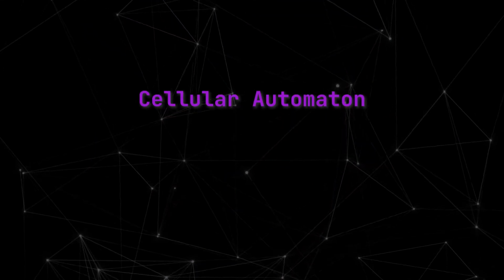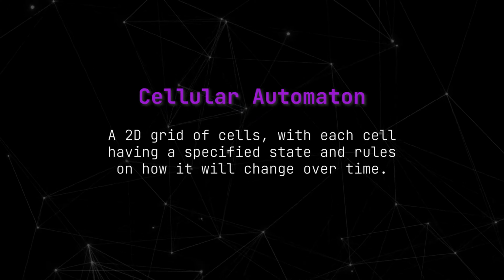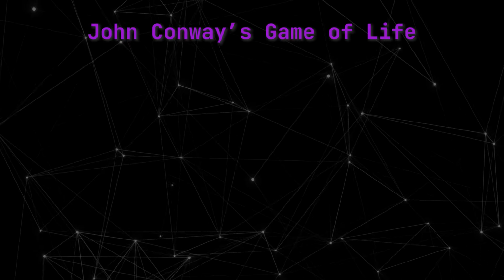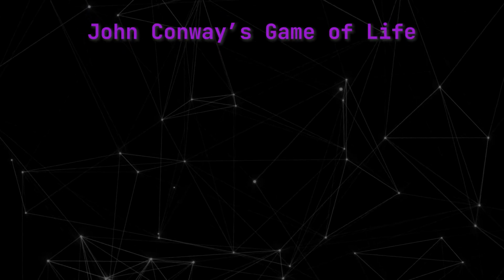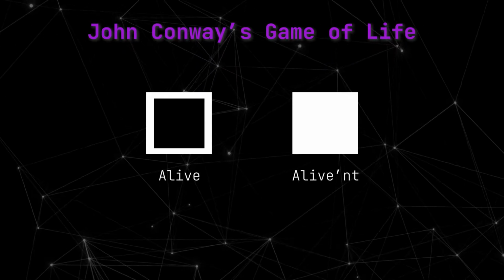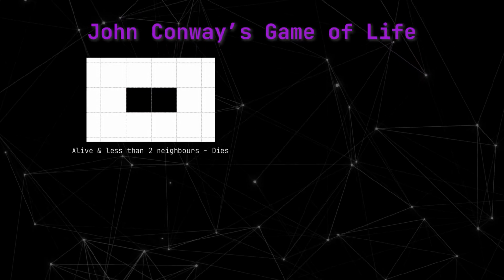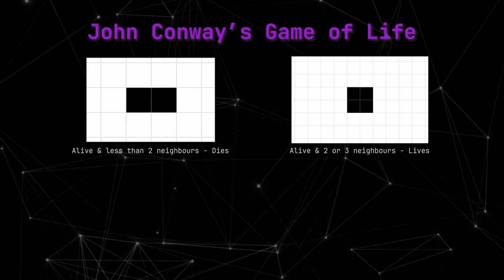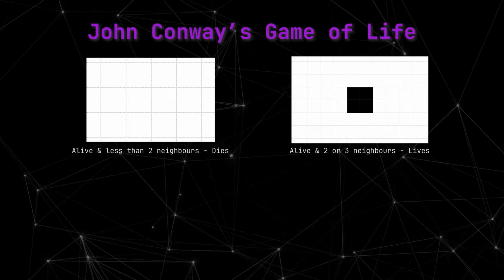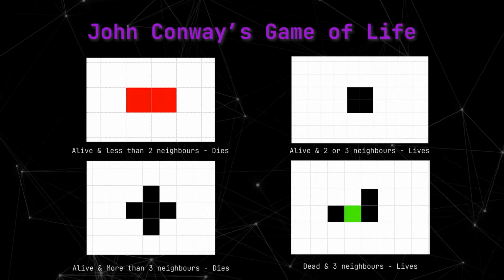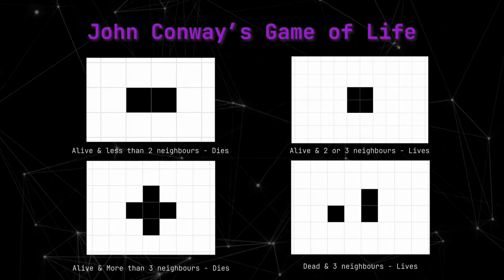Powder Toy was a cellular automaton game, similar to the likes of Game of Life and Wire World. A 2D grid of cells, with each cell having a specified state and rules on how it will change over time. In Game of Life, for example, there are 4 basic rules which create surprising complexity out of the 2 basic states, alive or dead. The rules are: any live cell with fewer than 2 live neighbors dies. Any live cell with 2 or 3 live neighbors lives. Any live cell with more than 3 live neighbors dies, and any dead cell with exactly 3 live neighbors becomes a live cell.